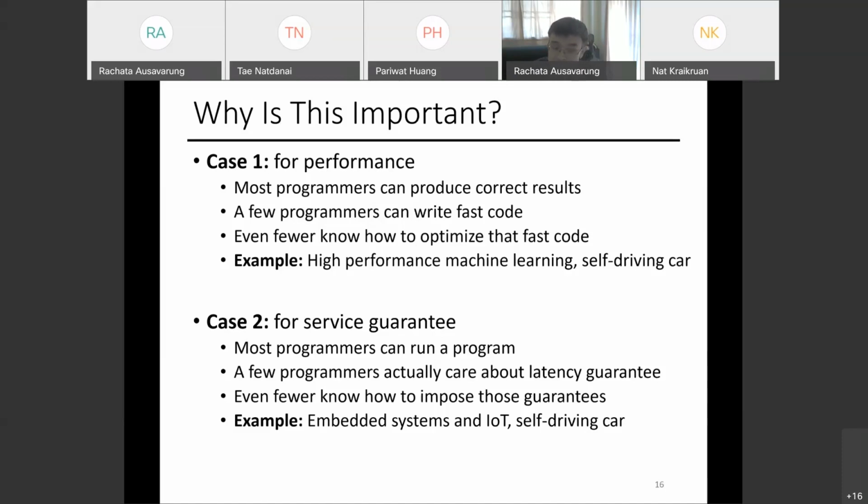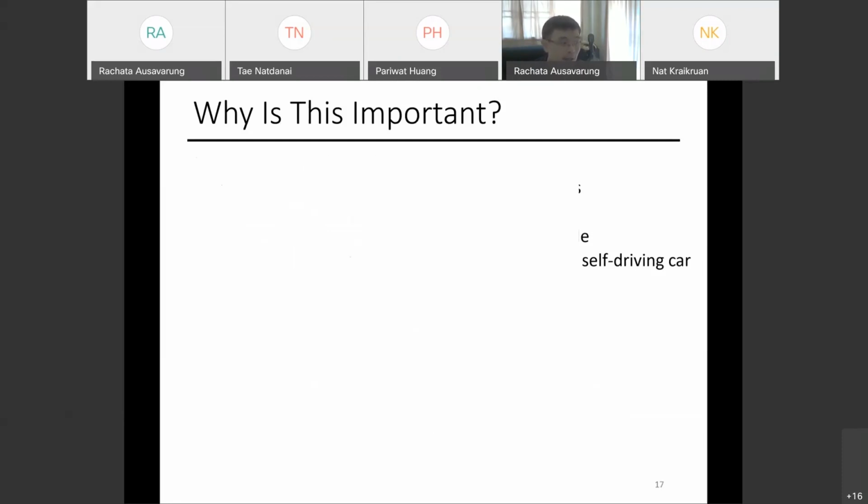This is really, really important in embedded systems, things like self-driving cars, right? You need to provide a guarantee that you are able to detect an object before you hit it. Otherwise, you crash into the object. So this is another important aspect of how knowing the hardware would help in these scenarios.